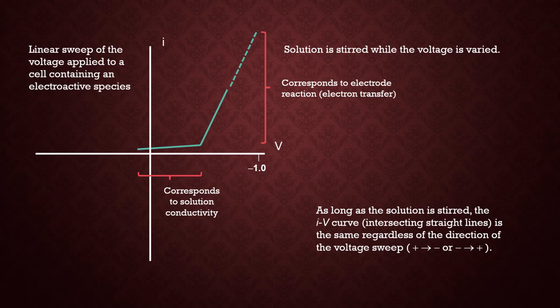But when the electroactive species undergo electron transfer, that occurs at a faster rate, faster kinetics, and you get a discontinuity and a rapid rise in the current. And there are two linear sections if the solution is stirred.